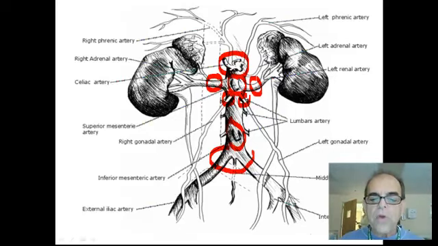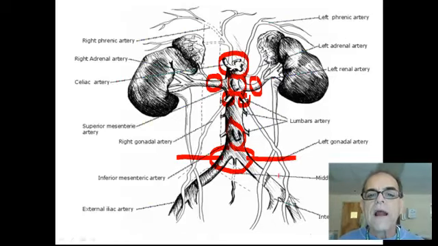At the bifurcation, we have the right common iliac artery and the left common iliac artery. In other words, for the sonographer the aorta begins with the celiac trunk and finishes at the level of the bifurcation of the aorta, where there are the two common iliac arteries.